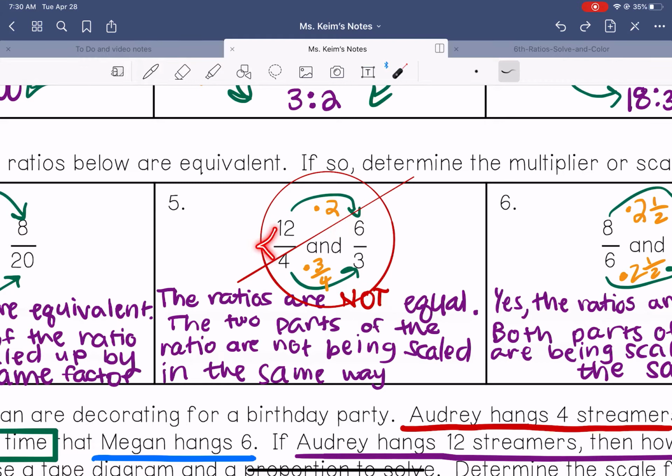If this is 12 for every 4 of something else and I multiply this by 2, I would also need the 2 groups of 4 to keep that relationship constant. And since I'm not doing that, it's not equivalent.